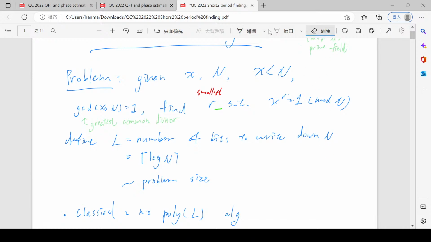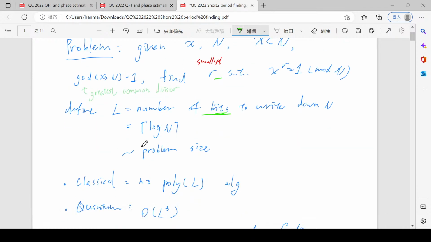And I guess it is a kind of convention. So instead of saying the scaling in terms of N, we want to say it in terms of the number of bits of N. So how many bits or qubits do you need to write down N? That's just the logarithm of N, and that number we call L.